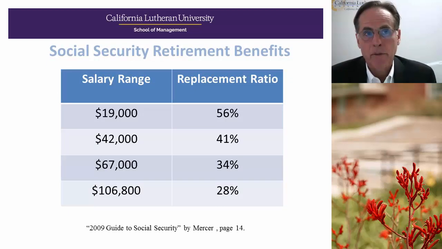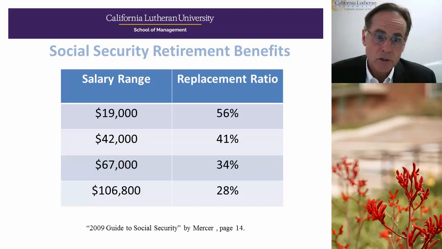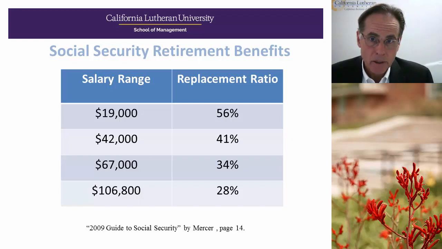Remember earlier we were talking about the different breakpoints and how breakpoints rewarded the lower income categories, because that's what Social Security is meant for. It's a safety net for those who really need it to keep food on the table, heat in the house. So you can see here on this slide, it takes a look at the salary range versus the replacement ratio. At the lower salary ranges, Social Security replaces a larger percentage of that pre-retirement income than it does for the more highly compensated. And that's the purpose of Social Security.